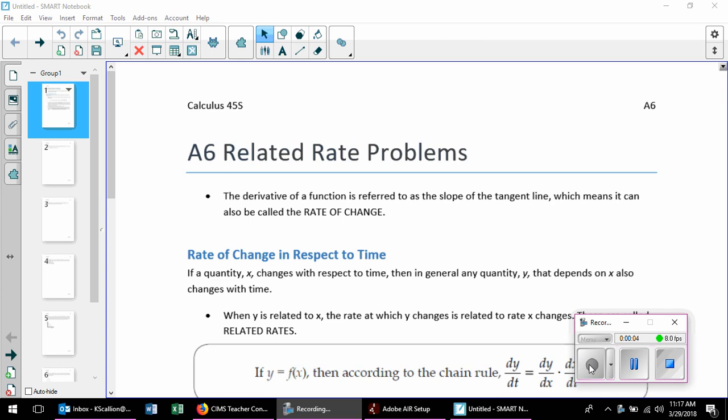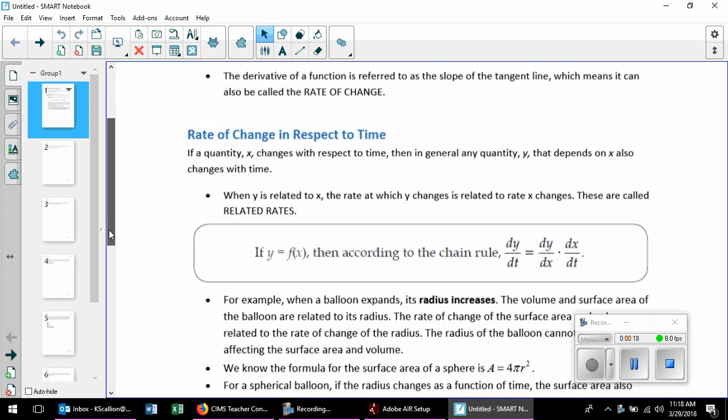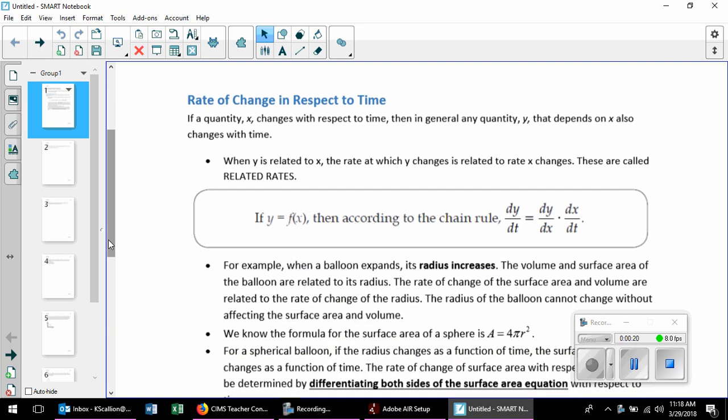Related rate problem. Rate of change with respect to time. So in related rate problems, we're looking at when one quantity increases, what happens to the other quantity that we're measuring. So if quantity X changes with respect to time, then any general quantity Y that depends on X also changes with time.